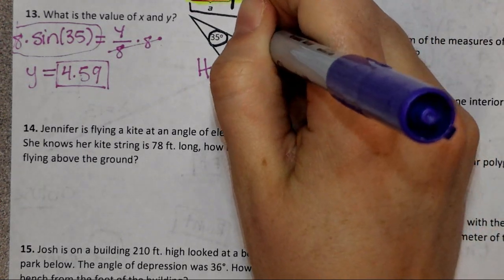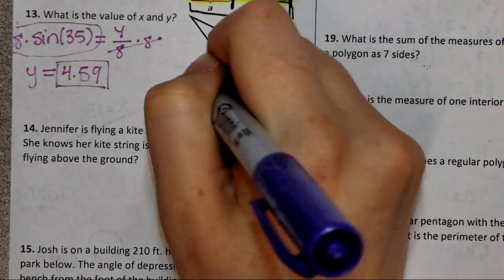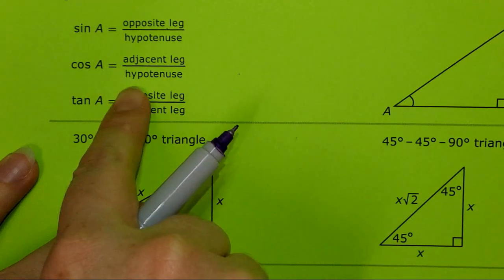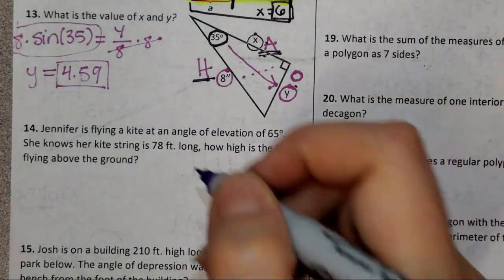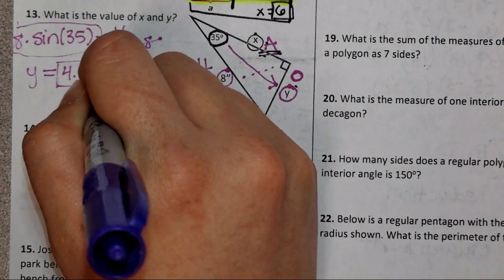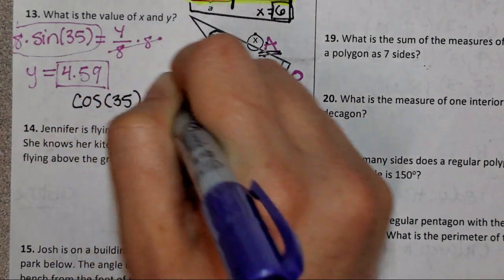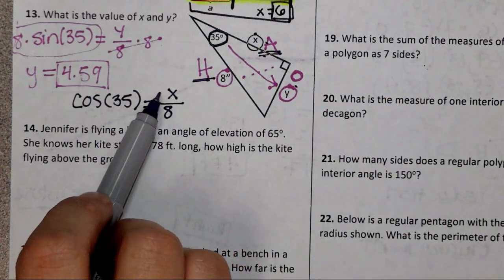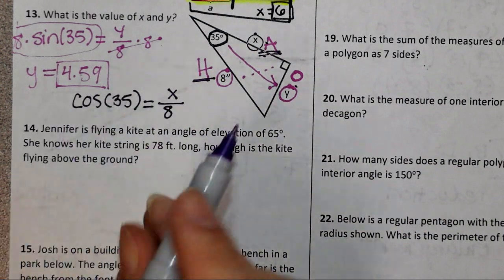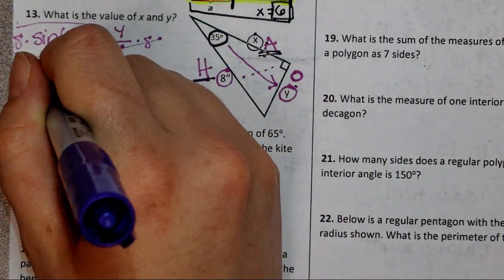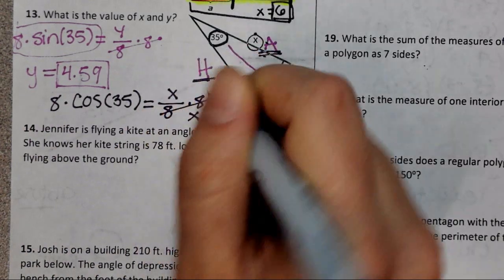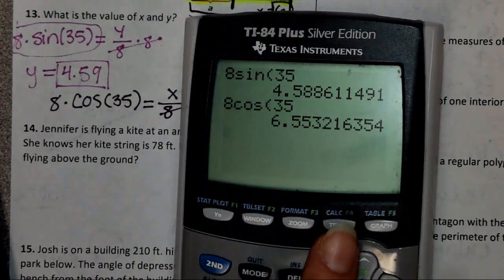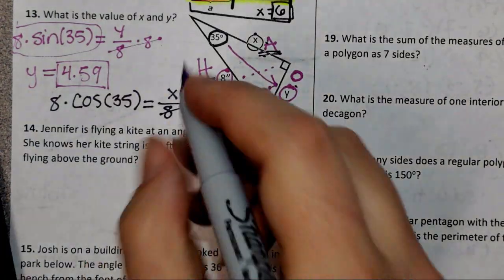All right, for x, this time we're using adjacent and hypotenuse. So adjacent and hypotenuse goes with cosine. So cosine of 35 is equal to x over 8. X is in the numerator. You follow the same process, so you end up multiplying. So we put this into our calculator, 8 cos of 35, and that gives us about 6.55.